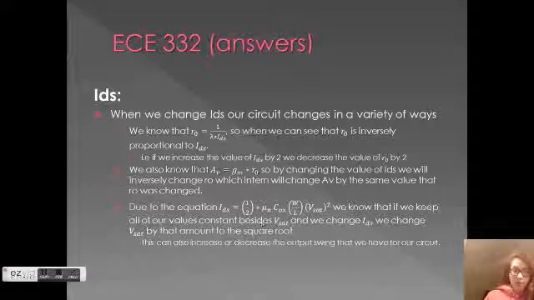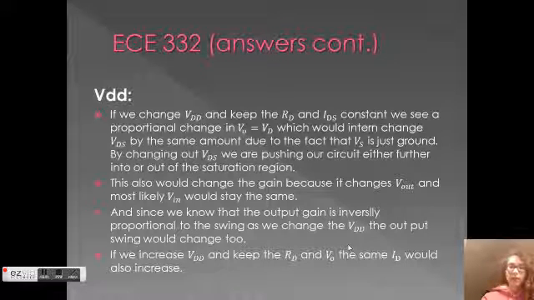And due to this equation right here, we know that if we keep all of our values constant besides VSAT and we change IDS, we will end up changing VSAT by that same amount, square root. So if we change IDS by 2 or 4, then we'll end up changing VSAT by 2. Like we'll increase VSAT by 2 or decrease VSAT by 2, which if we increase or decrease VSAT, we would also be increasing or decreasing the output swing that we have for our circuit.